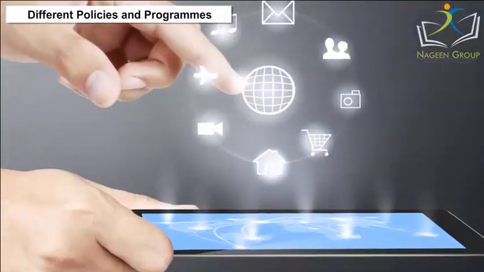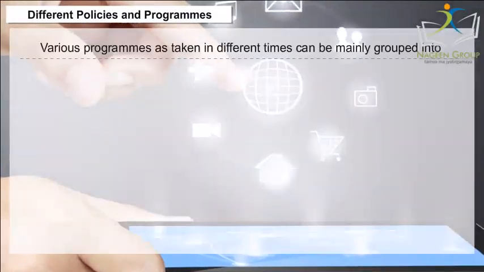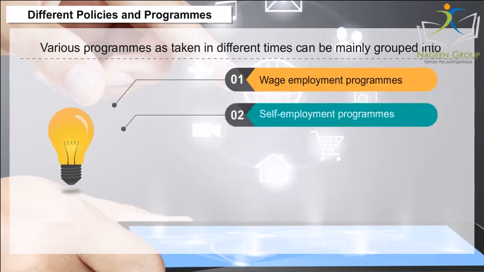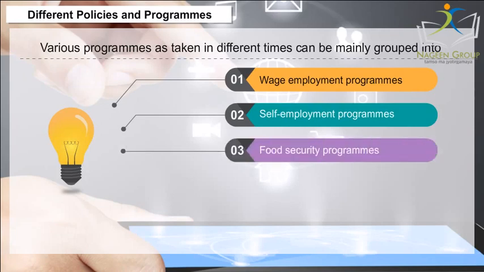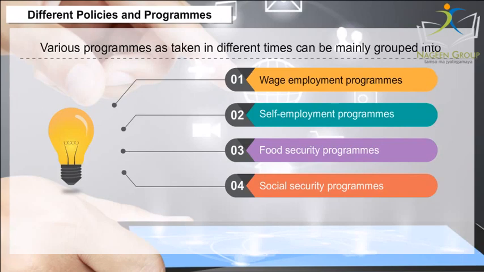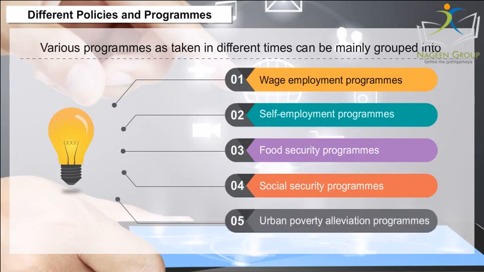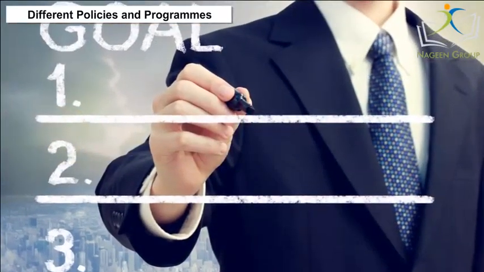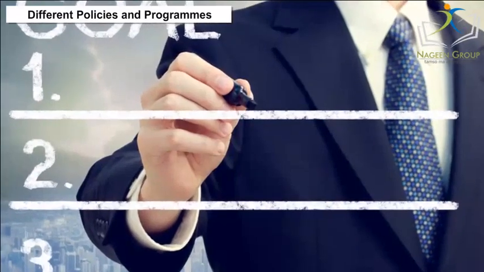Different policies and programs. Various programs taken at different times can be mainly grouped into: 1. Wage employment programs, 2. Self-employment programs, 3. Food security programs, 4. Social security programs, and 5. Urban poverty alleviation programs. In order to achieve these goals, several programs have been taken up.